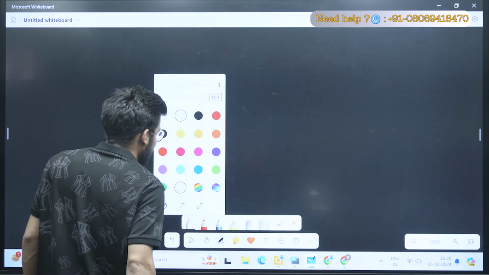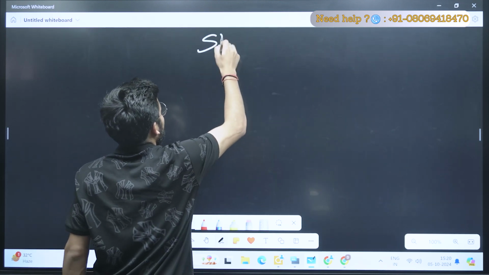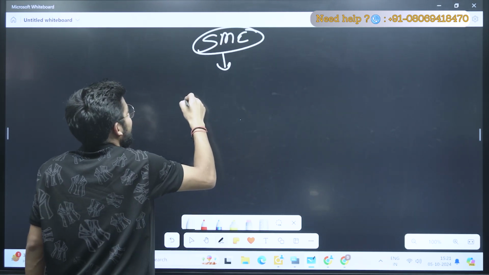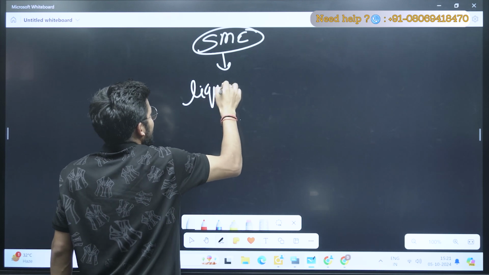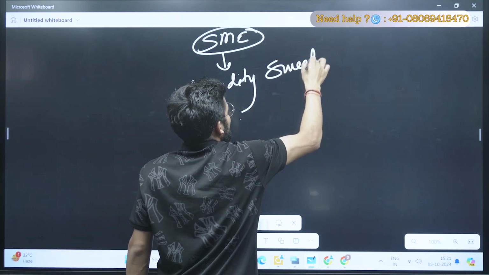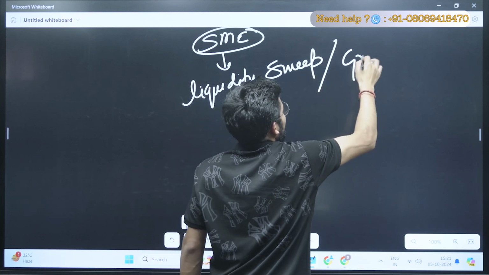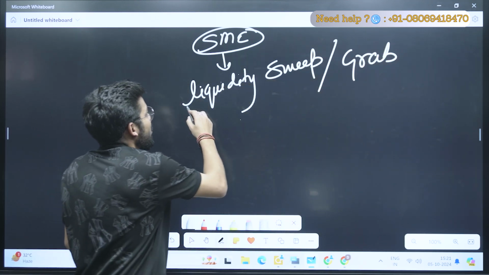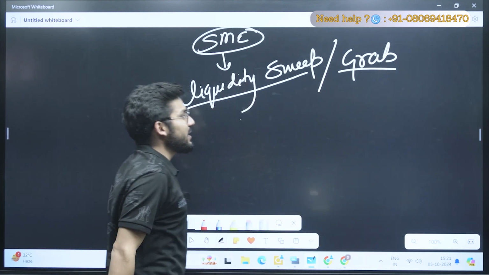So first of all, when I'm talking about smart money concept, there is a term that is known as the liquidity sweep, you can say. Sometimes it is also known as grab, not trap but grab. Okay, so liquidity sweep and grab, right?